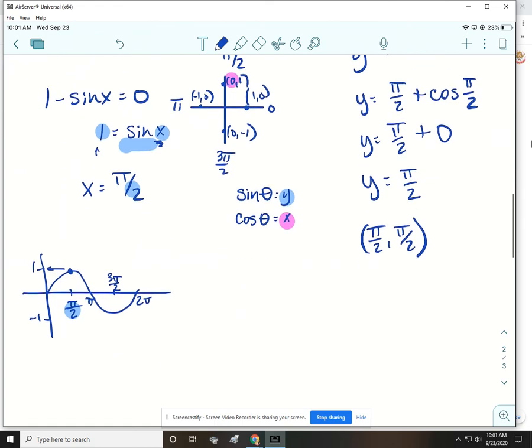Now, if you don't like using the unit circle and you like using the graph of sine and cosine, we look at the graph of cosine when x is pi over 2, the graph is at 0. So that's also another way to get 0.